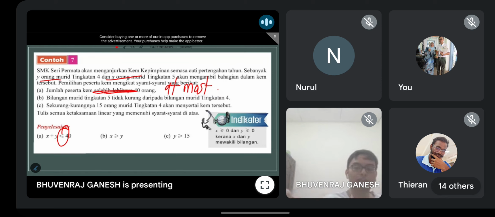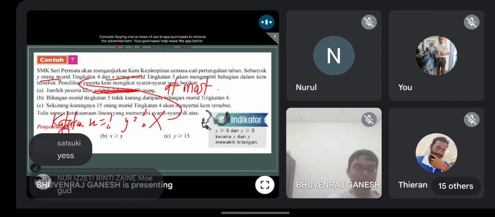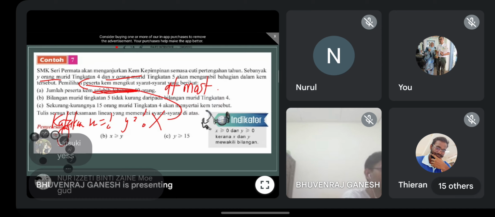If the question already tells you, bila soalan dah bagi tahu X mewakili kuantiti apa, Y mewakili kuantiti apa, then you no need to write your assumption. Katakan X sama dengan what, Y sama dengan what. This one no need, if the question already mentioned it. Soalan dah tetapkan use X and Y as which quantity. So that's the only situation. If they don't mention, then you must mention in your answer, basically. Okay, guys, so until here, clear? All good? No question? Okay, so I continue.